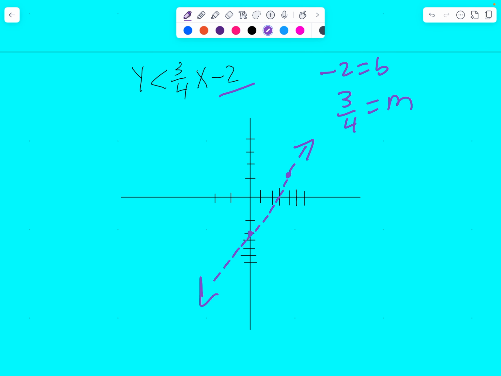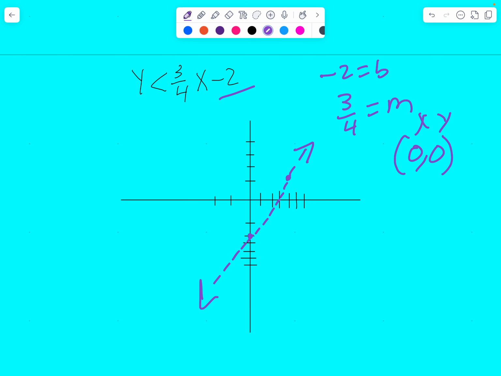Now let's find out which side we shade. We have to use our test point 0, 0. Plug it in for x and y. 0 is less than 3/4 times 0 minus 2. What's 3/4 times 0? Anything multiplied by 0 is 0. That cancels out. So I have 0 is less than negative 2. Is 0 less than negative 2? No. It's greater than negative 2. So this is a false statement.